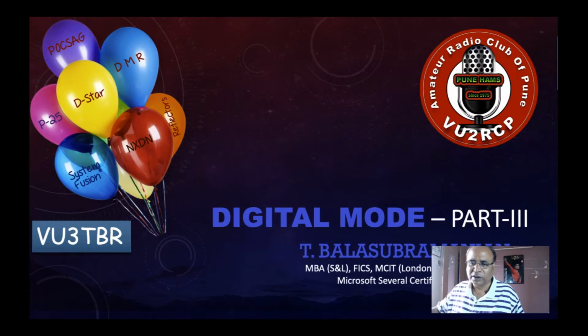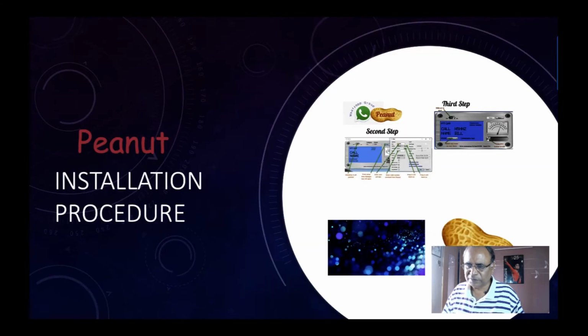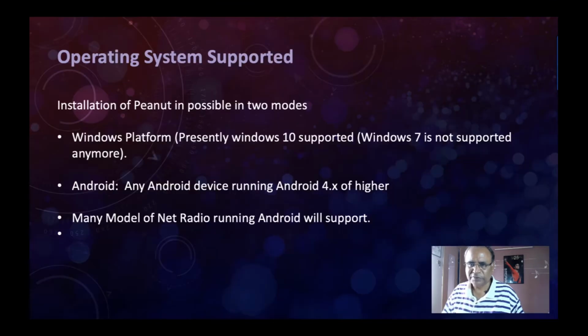So here is digital mode part 3. There are various modes: D-Star, DMR, NXDN, System Fusion, Reflectors, P25, etc. We'll be discussing all these terms. So first we go to the Peanut installation procedures.